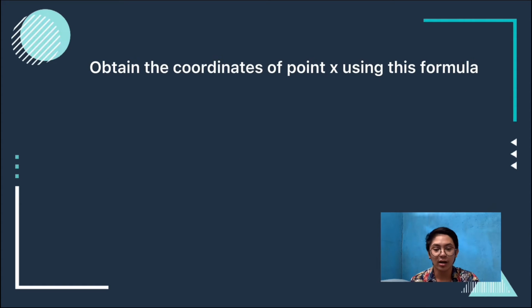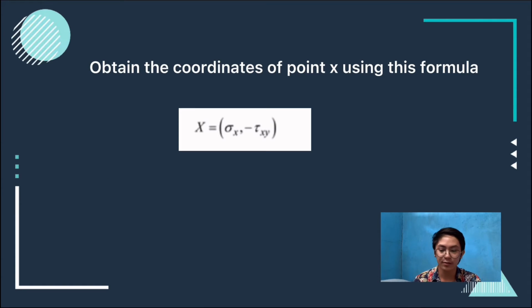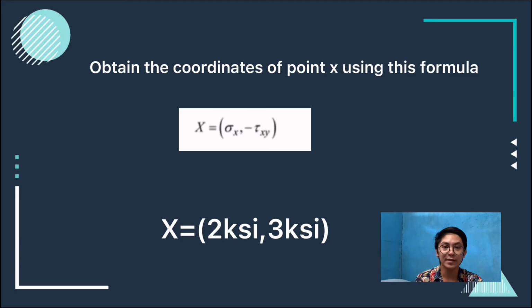Obtain the coordinates of the point x by using this formula. Then we need to substitute 2 ksi for direct stress acting on x and negative 3 ksi for shear stress acting on x and y. So our point x is equal to 2 ksi and 3 ksi.